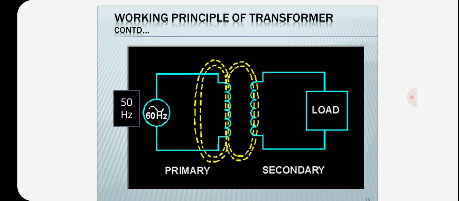For example, in the diagram we can assume the primary side yellow dotted lines are coil A, and the secondary side yellow dotted lines are coil B. Here the two coils A and B are wound on an iron core. Coil A is connected across the AC supply and is known as the primary winding. Coil B is connected to the load and is known as the secondary.